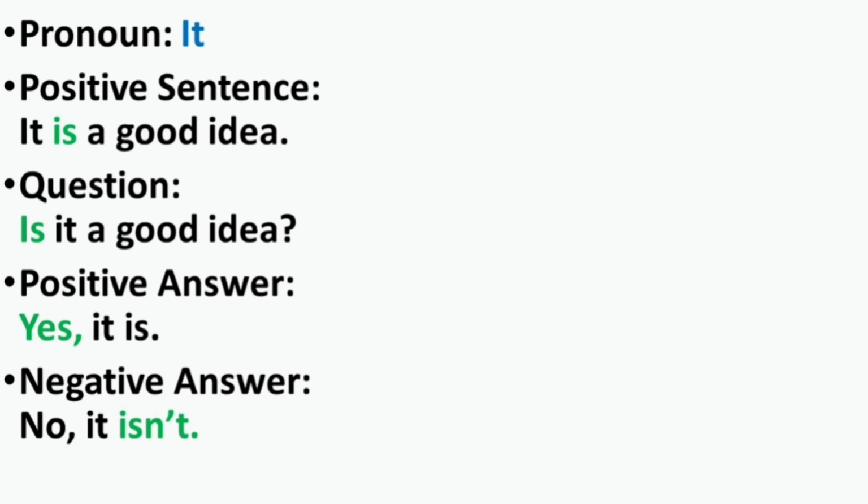Number four, it. Positive sentence. It is a good idea. Question. Is it a good idea? Positive answer. Yes, it is. Negative answer. No, it isn't.